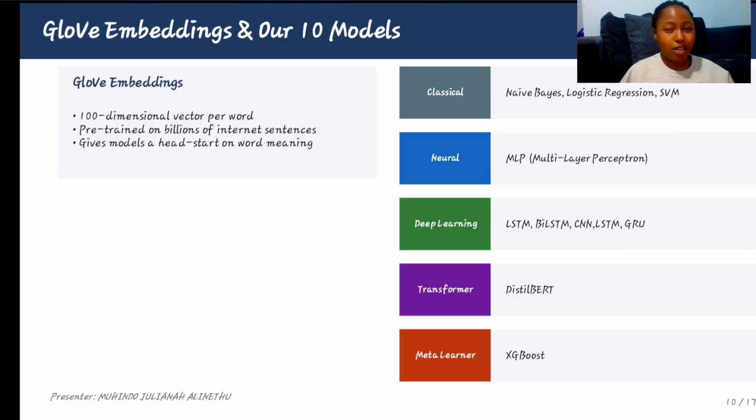For example, on classical, we had naive Bayes, logistic regression, SVM, and on neural, we had MLP. For deep learning, we had LSTM, BiLSTM, CNN-LSTM, and GRU, and a transformer which was DistilBERT. So each model sees the same data but learns differently.